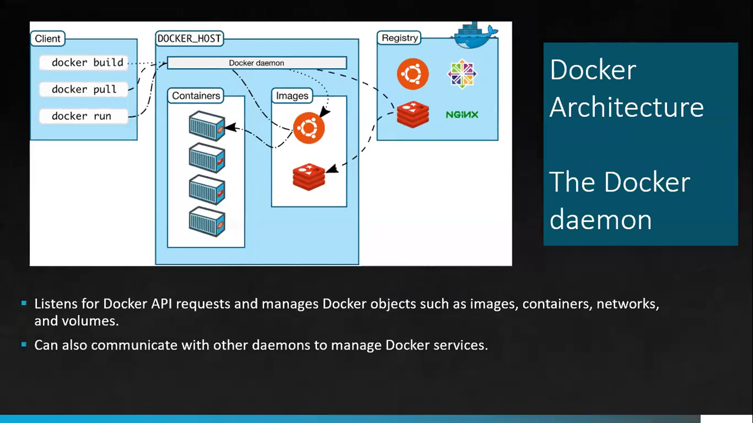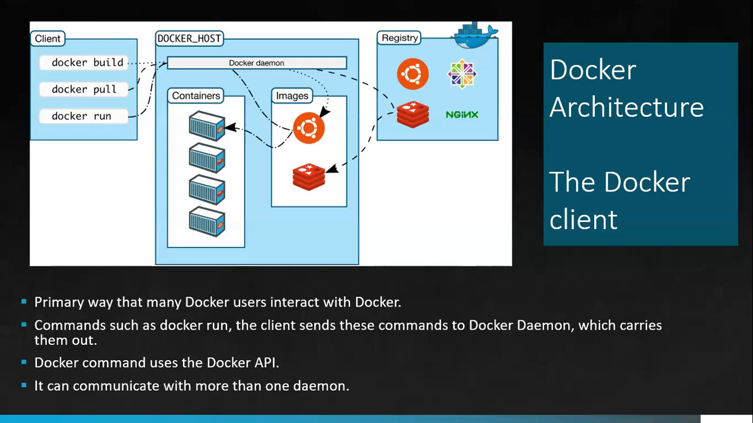What is Docker daemon? The Docker daemon listens for Docker API requests and manages Docker objects such as images, containers, networks, and volumes. A daemon can also communicate with other daemons to manage Docker services.